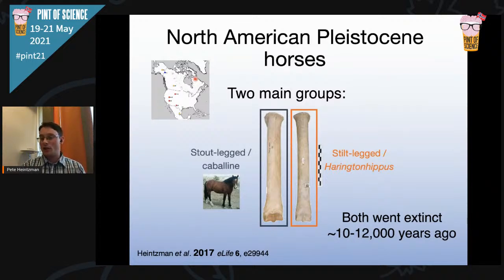And there's another genus of horse that lived in North America, but was mainly found in South America, Hippidion, which is even more different, and that also went extinct at this time. So we're basically losing multiple genera from the Americas at this time.